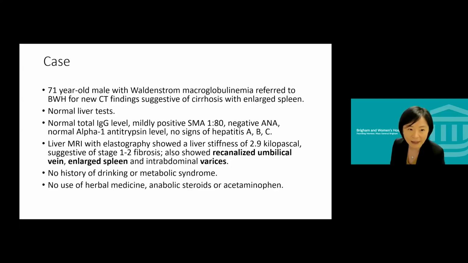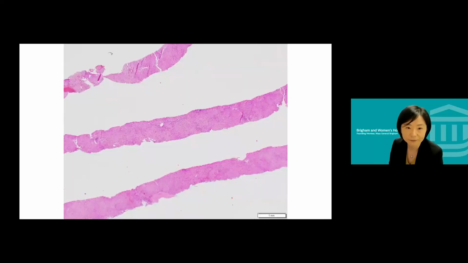But liver MRI with elastography showed liver stiffness of 2.9 kilopascal. This is suggestive of stage 1 to 2 fibrosis, but imaging also showed recanalized umbilical vein, enlarged spleen, and intra-abdominal varices. He had no history of drinking or metabolic syndrome. He does not use herbal medicine, anabolic steroids, or acetaminophen. So he had a liver biopsy to figure out what was causing the nodular appearance of the liver.